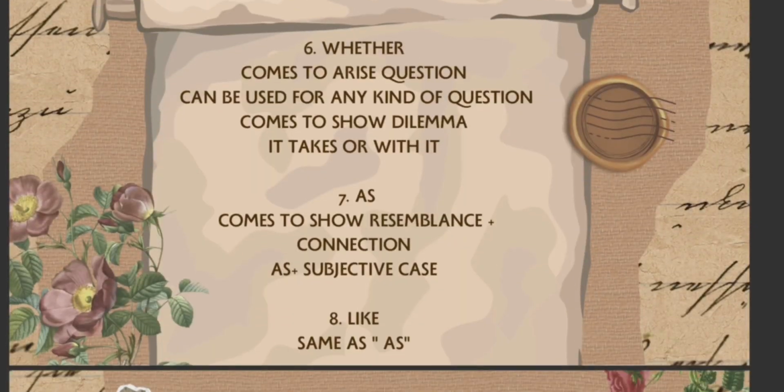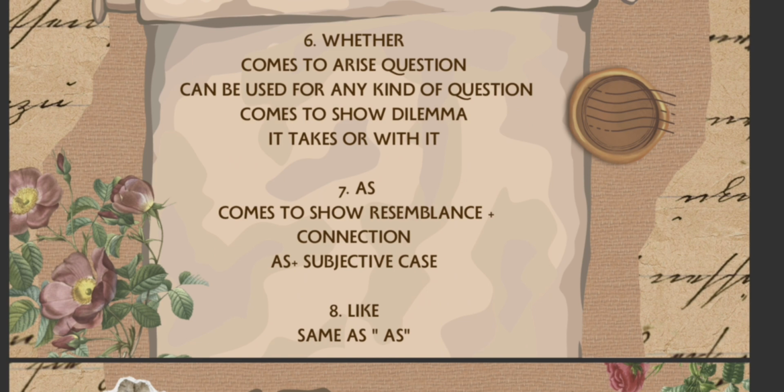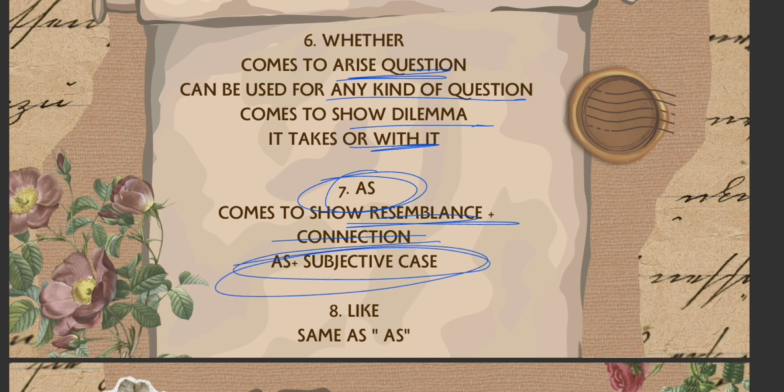Now let's move ahead to whether. Whether comes to raise a question and can be used for any kind of question. It comes to show dilemma and it takes or with it. Okay, I hope we are all clear with this. Now we have as. As comes to show resemblance plus connection. As normally takes subjective case with it. Now like is very similar to as because it also comes to show resemblance and connection and it uses subjective case along with it.